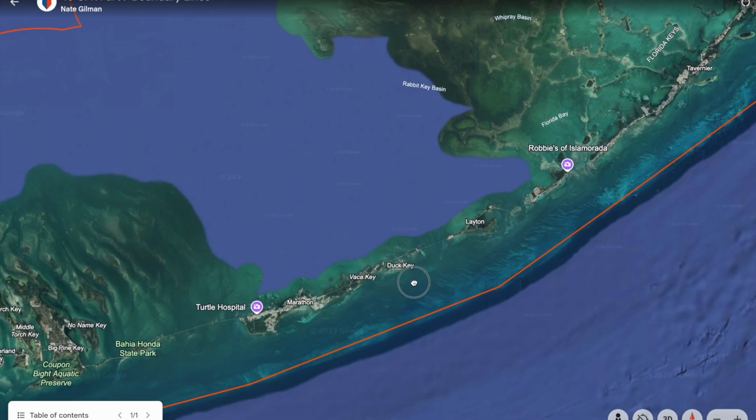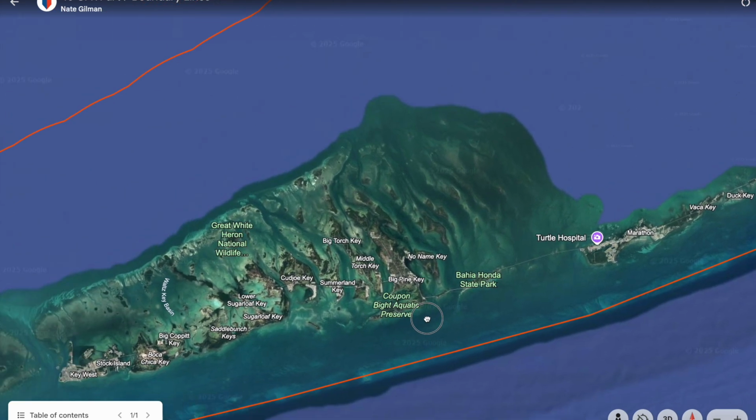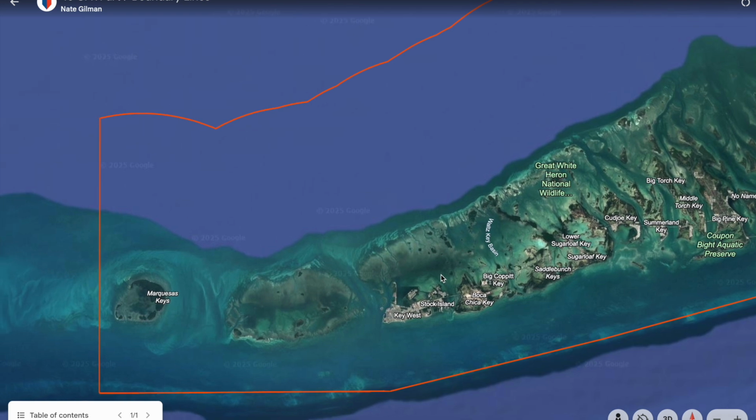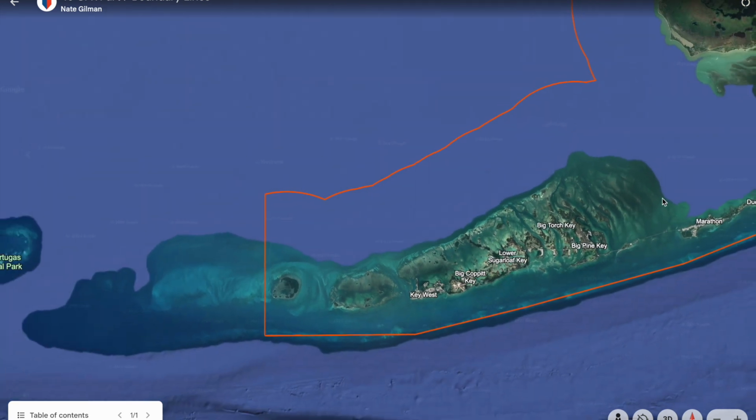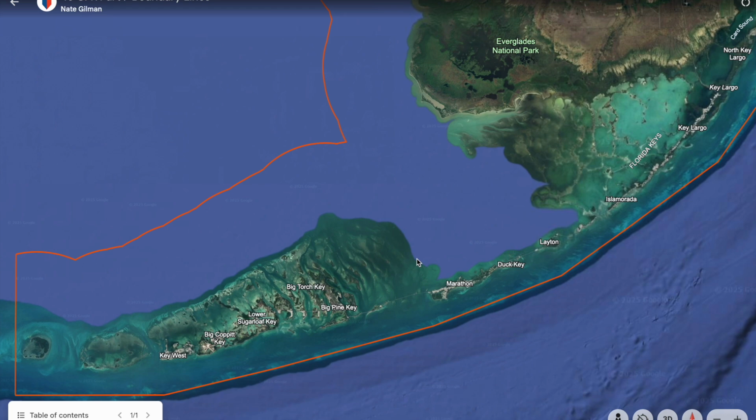And as we're coming all the way down the Keys, you can see it goes all the way to the tip of the Keys. These are all inland. So this means every captain sailing in the Keys does not need a near coastal license. You only need an inland license as long as you stay within these boundary lines for taking passengers out on your boat, which is kind of an interesting thing.